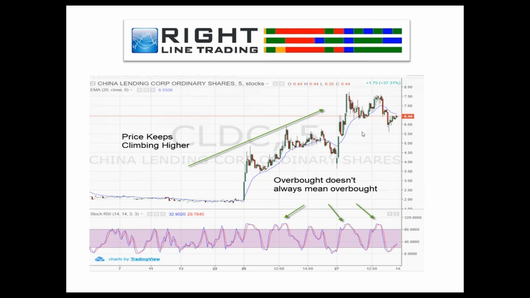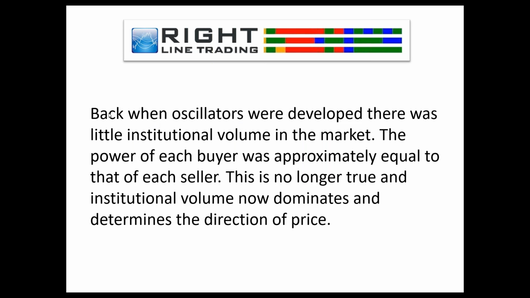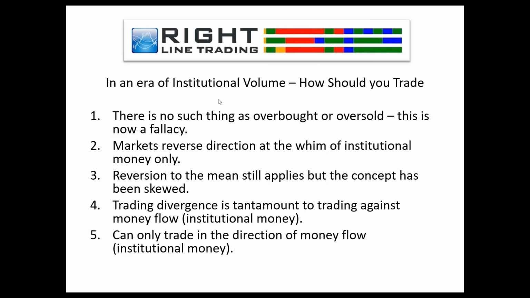So the market did nothing. I didn't take the entry because I don't take entries on really poor volume. But in the middle of this move that almost stopped out, institutional money exploded it to the upside. So how do we trade in an era where institutional volume rules?